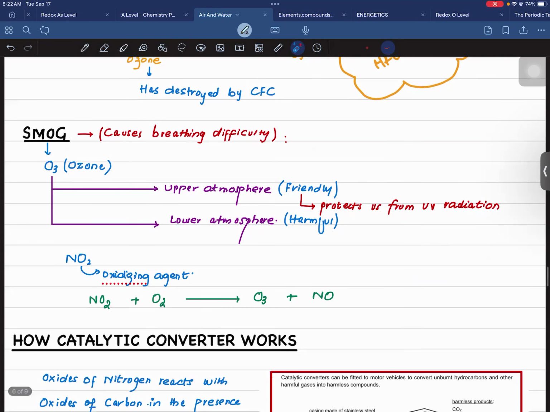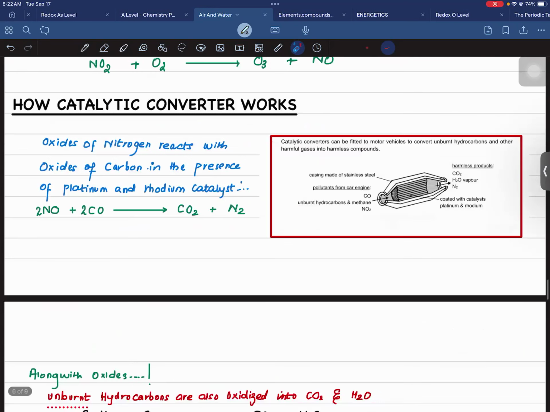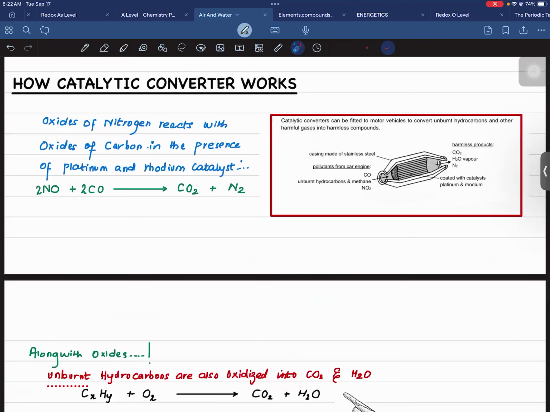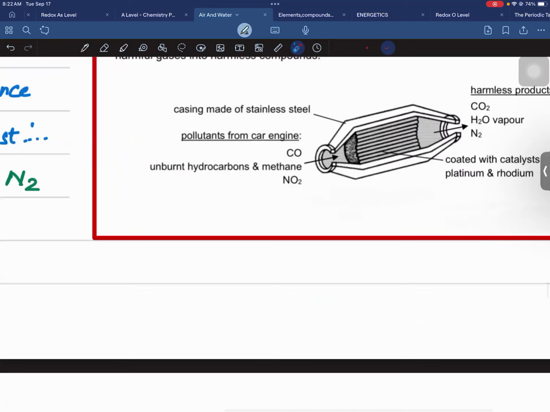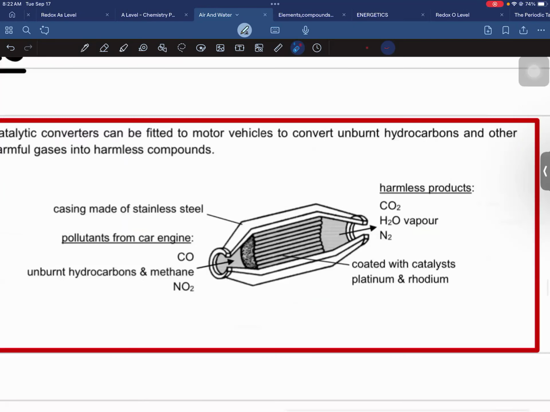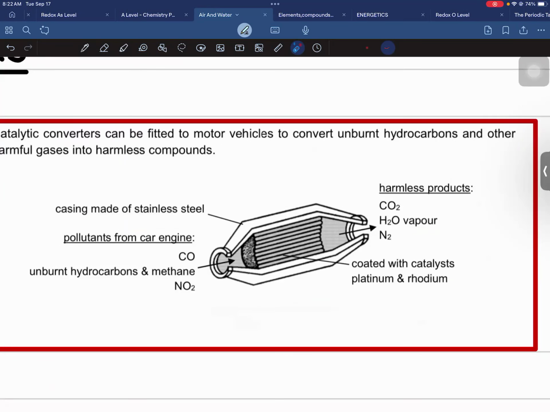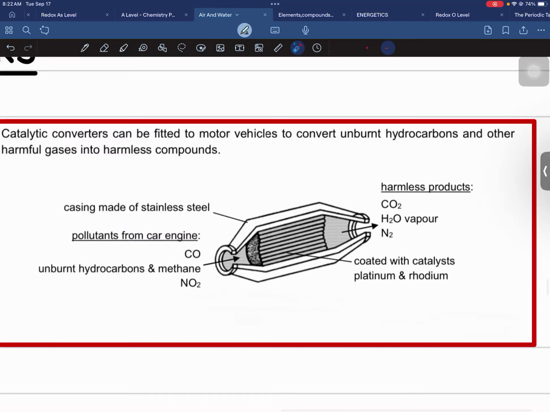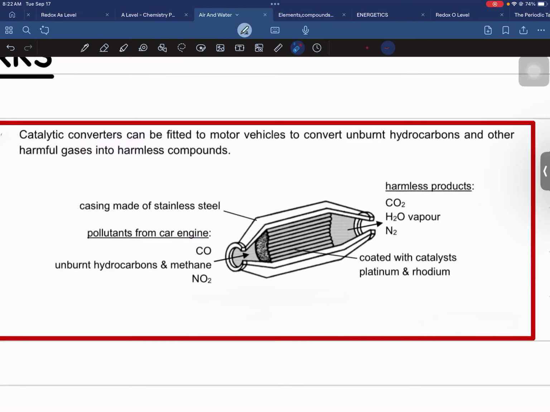Then, I told you in the last class when we were discussing most of the pollutants, I kept telling you again and again the solution is the catalytic converter. So today we will discuss how the catalytic converter works. This is the simple ray diagram of the catalytic converter. Basically, catalytic converters are fitted to motor vehicles to convert unburned hydrocarbons and other harmful gases into harmless compounds.